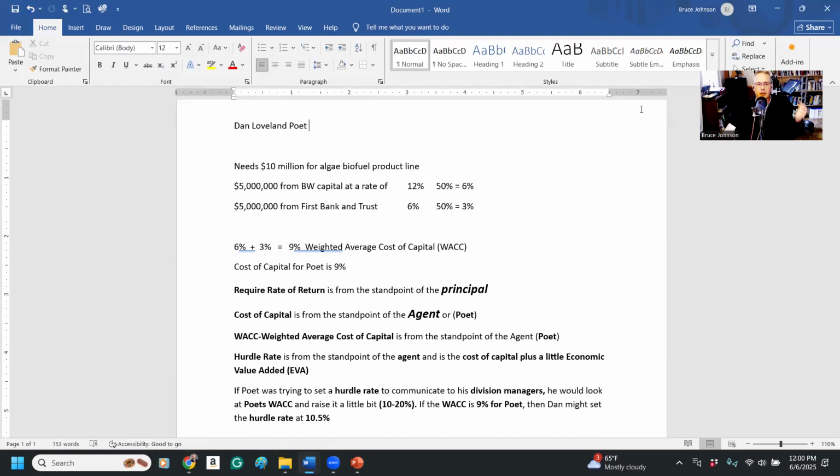You do need to understand required rate of return, cost of capital, and which person that is. It's the same thing, but from what perspective are we looking at this? So the cost of capital is the agent. How do we figure out the cost of capital? We usually use the weighted average cost of capital. Some people say the weighted marginal cost of capital. WACC to me is way more fun because it's WACC. You need to know that, and then you need to know the hurdle rate.